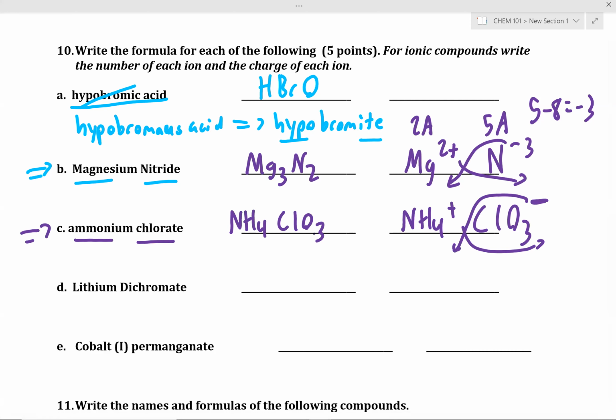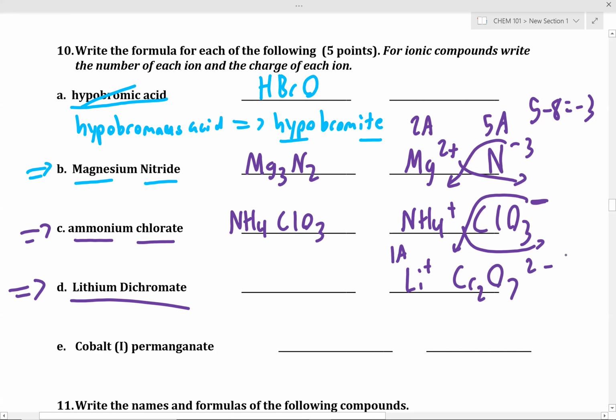Let's continue on. Let's look at a compound containing a main group metal and a polyatomic ion. So lithium, what is lithium's group number? 1A. So what is the charge of lithium? Plus 1, okay. Dichromate is what? Cr2O7, and what's the charge of dichromate?